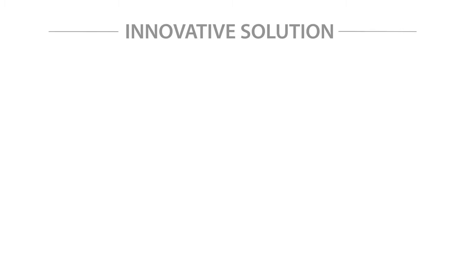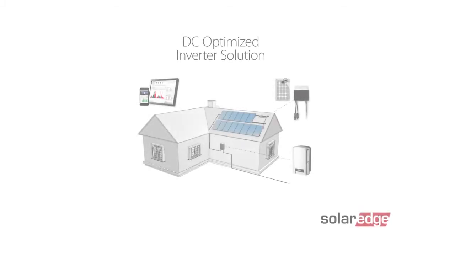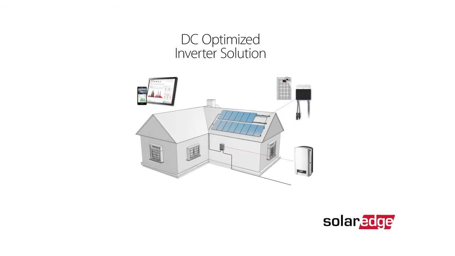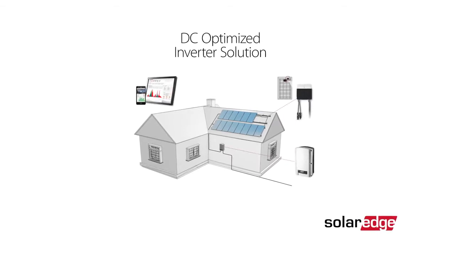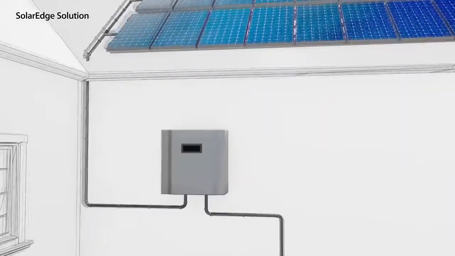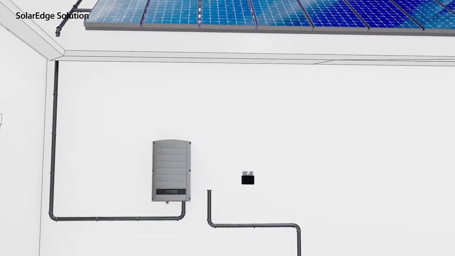When we started to develop the SolarEdge solution, we defined three goals: to optimize power generation of each panel individually, to use the same installation methods and components used to install traditional inverter systems, and to compete with the cost of such systems. Eventually, we developed a topology that meets all of these goals. The SolarEdge DC optimized inverter topology combines the best of both worlds. Our solution splits the traditional inverter functionality into two products: the power optimizer and a simplified inverter.